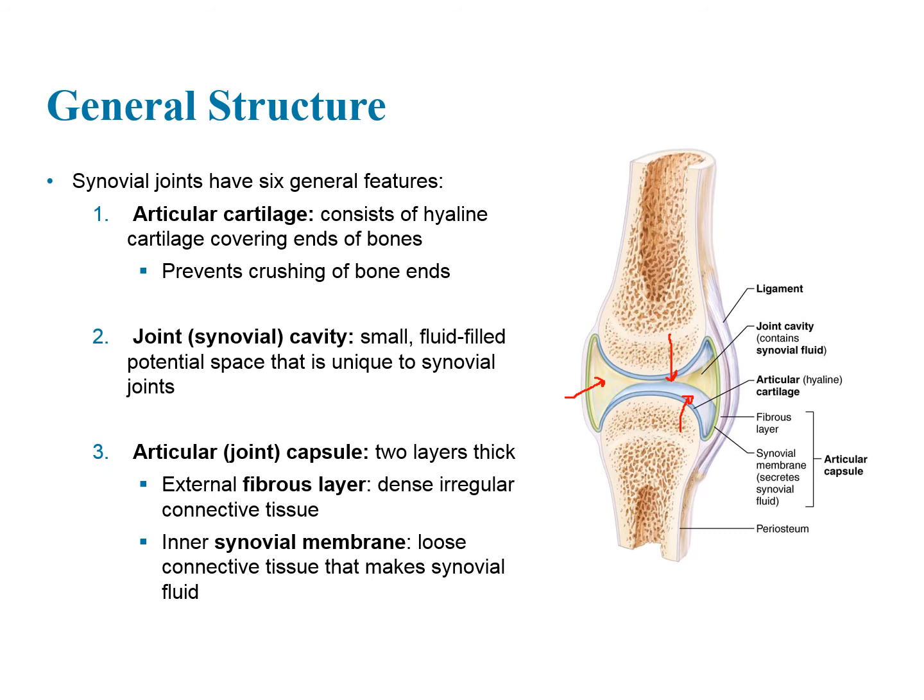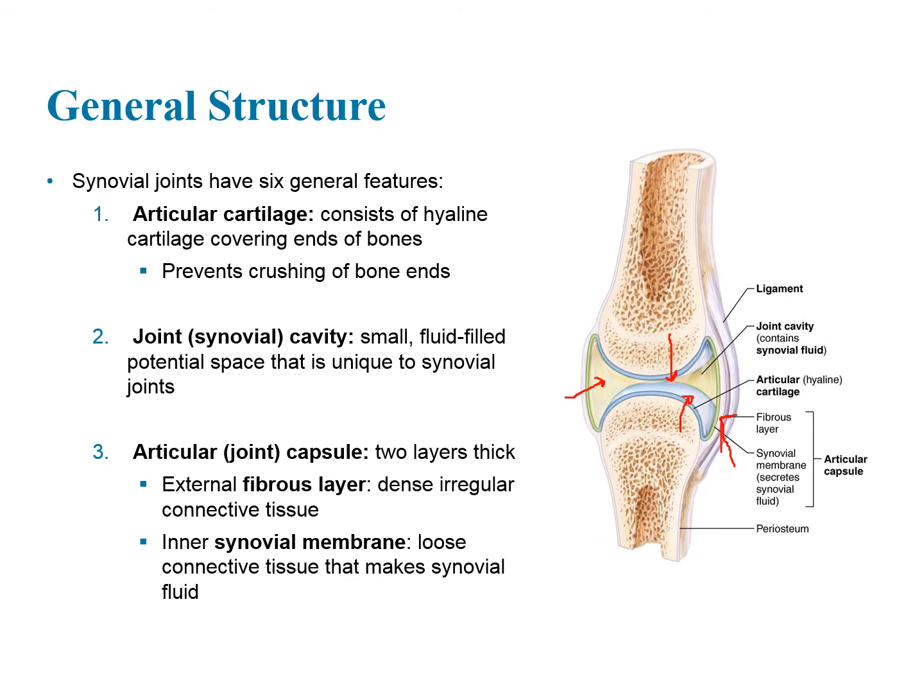Next, you have the articular capsule. That's this layer of membrane that you see here, the articular capsule. It's 2 layers thick. You have an external fibrous layer, which consists of dense irregular connective tissue, and then there's an inner synovial membrane. It's made up of loose connective tissue, and it makes synovial fluid that fills the joint cavity.